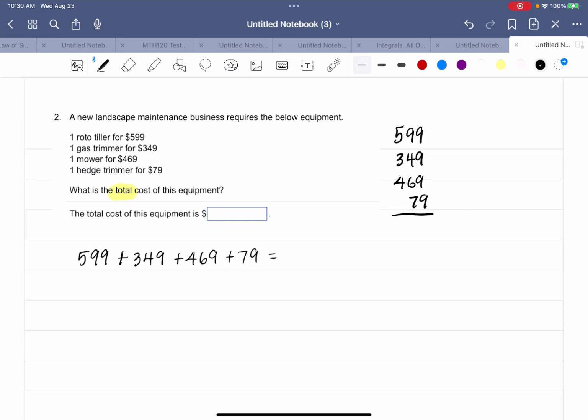$599 plus $349 plus $469 plus $79 is $1,496. So the total cost of the equipment is $1,496.